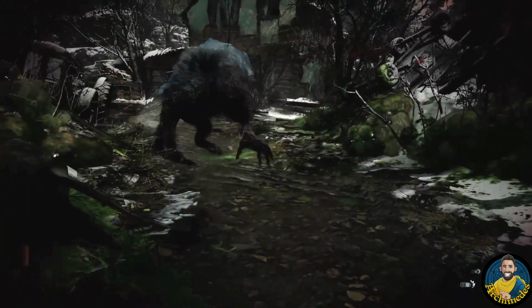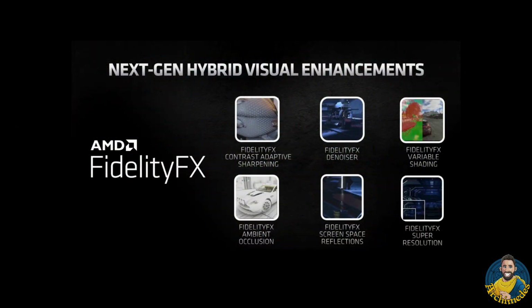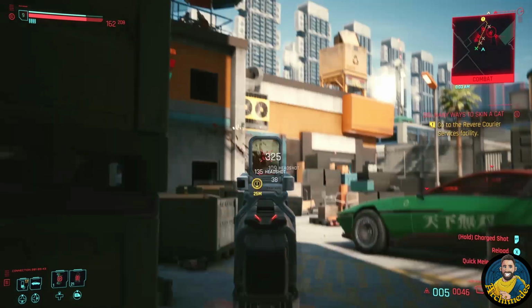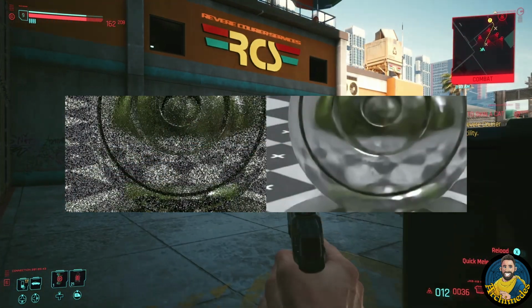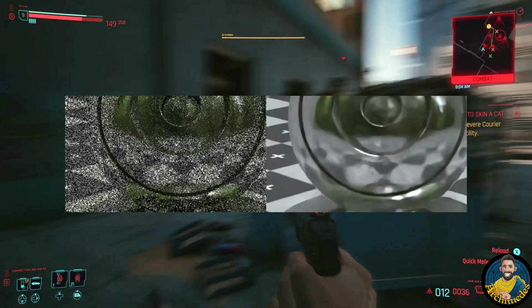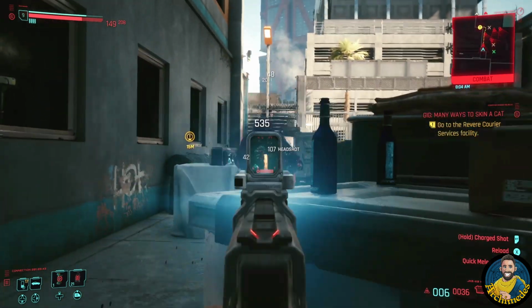So let us talk about AMD's Fidelity FX suite. For those who don't know, you can think of this as a toolbox from AMD that lets developers use different technologies to enhance the image quality when they are using RDNA GPUs. This contains technologies like a denoiser that allows, for instance, to use less computational resources when using ray tracing and still get a decent image.